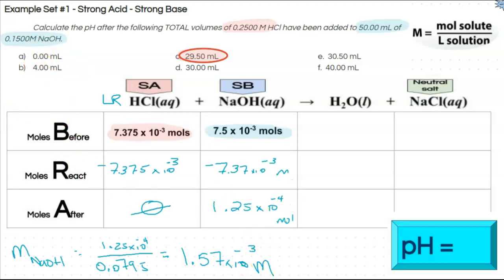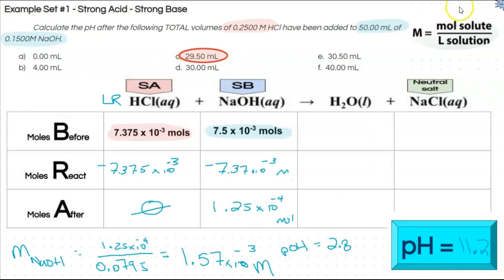Okay, so now to find my pH, I'm going to calculate my pOH first. I take the negative log of 1.57 times 10 to the negative third. That gives me a pOH of 2.8, which is going to give me a pH value of 11.2. Still working on the basic side of 7, right? I still have a basic solution.